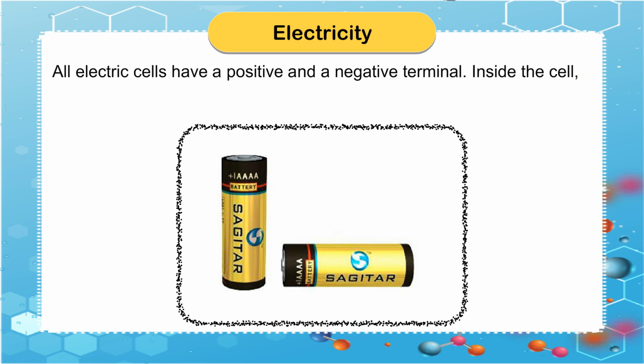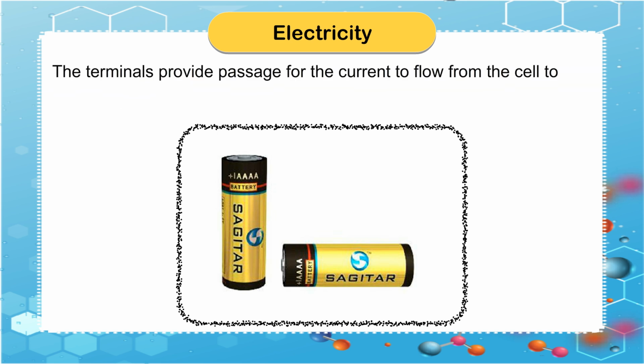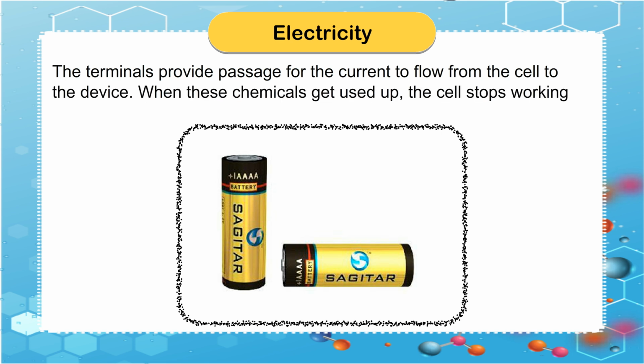All electric cells have a positive and a negative terminal. Inside the cell, there is a mixture of chemicals which produce current. The terminals provide passage for the current to flow from the cell to the device. When these chemicals get used up, the cell stops working and has to be replaced.